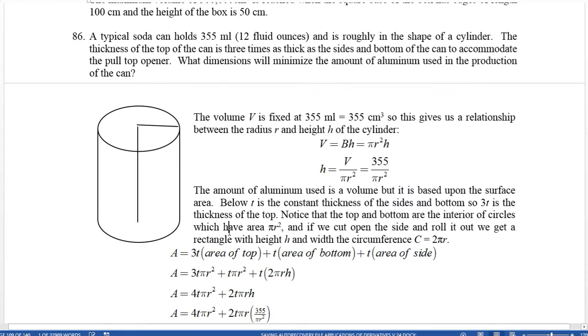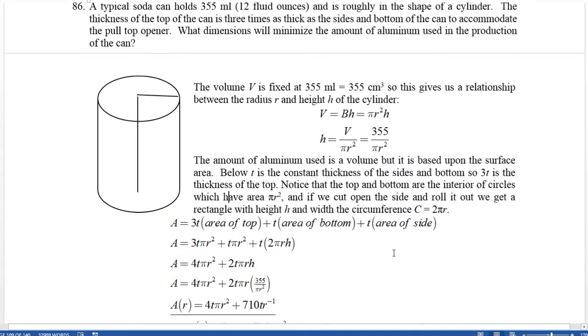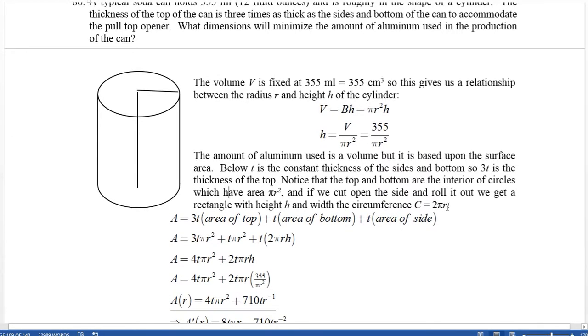So, what do we get for the amount of aluminum? A is the amount of aluminum, which actually is a volume. So it's 3T times the area of the top, plus T times the area of the bottom, plus T times the area of the side. Well, the area of the side is 2 pi r for the width, and the height is h. So it's 2 pi r h. The area of the bottom is pi r squared. The area of the top is pi r squared.